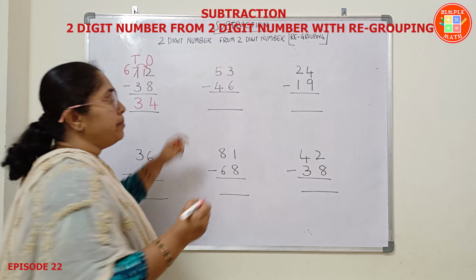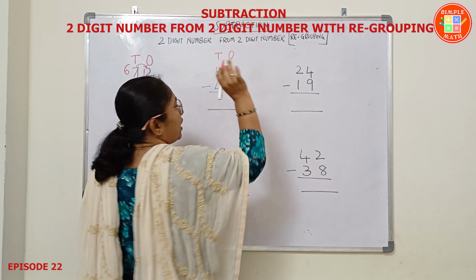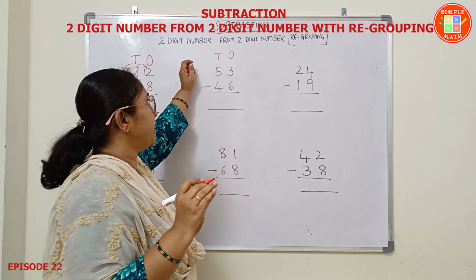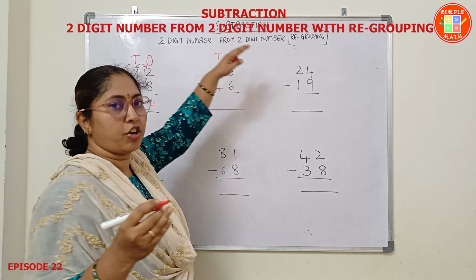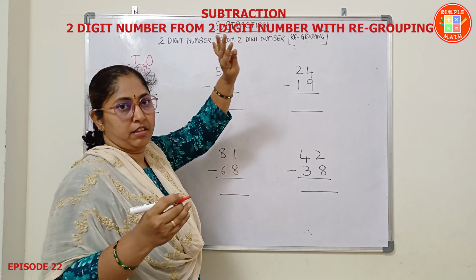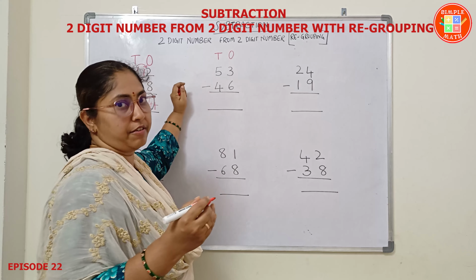Now come to the next sum. Mark the ones column and tens column. They will not give you the ones column and tens column. If you are in first class, they will give you the ones column and tens column. When you come to second, third or higher classes, they don't give them. They will directly give you 53 minus 46. Okay? You have to write the ones column and tens column, you have to write the number yourself.